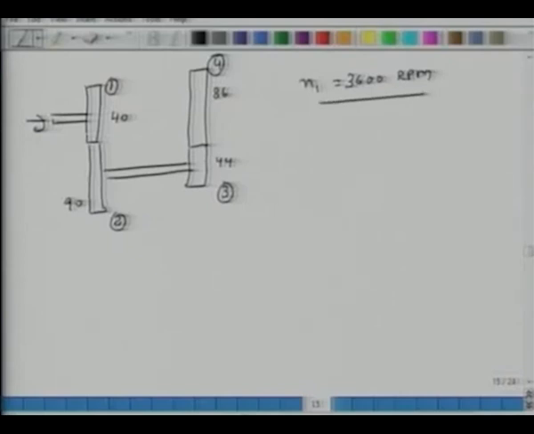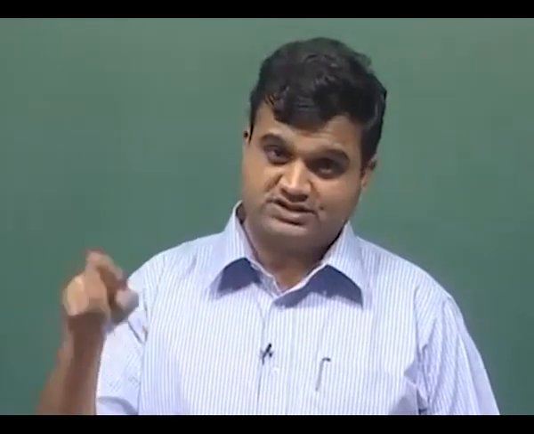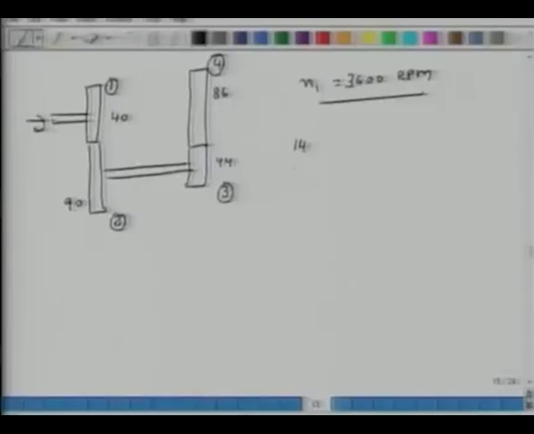Now when this gear train runs, it's generating some noise. So I measure the noise signal, I plot it on a graph sheet, and I find that there are peaks at different frequencies. So my peaks are at 14 hertz, 27 hertz, 1227 hertz, 2400 hertz, 2455 hertz, 4800 hertz.